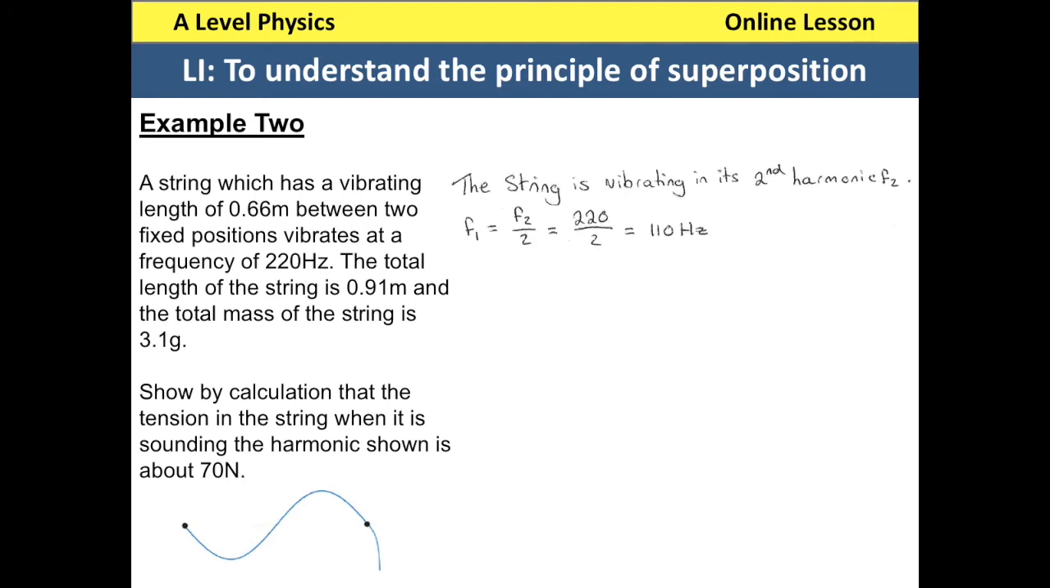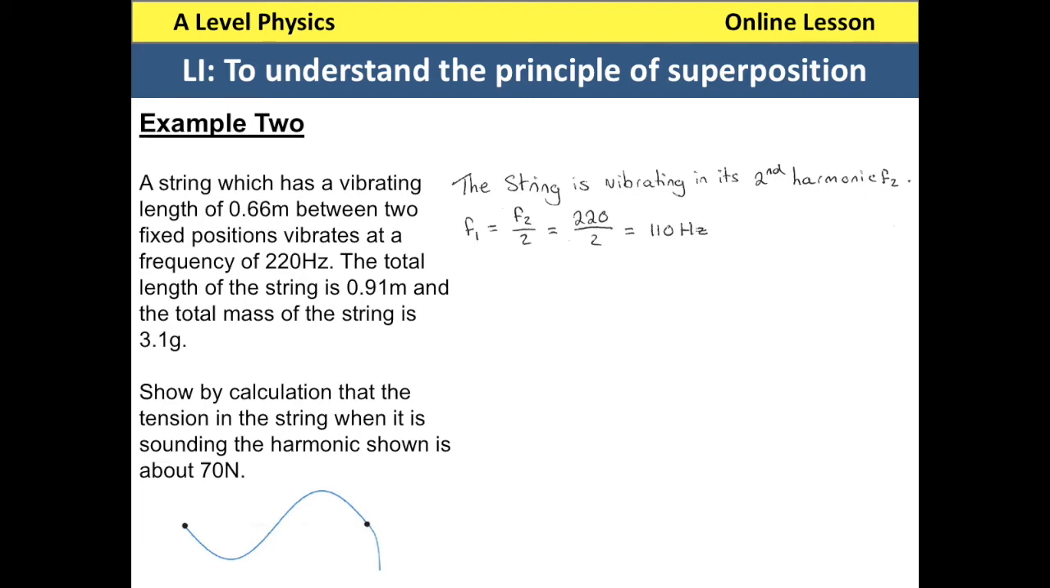With it sounding the second harmonic at a frequency of 220 Hz, we want to work out what the frequency of the first harmonic is. So the frequency of the first harmonic will be half the frequency of the second harmonic, which means that the frequency of the first harmonic will be 110 Hz.